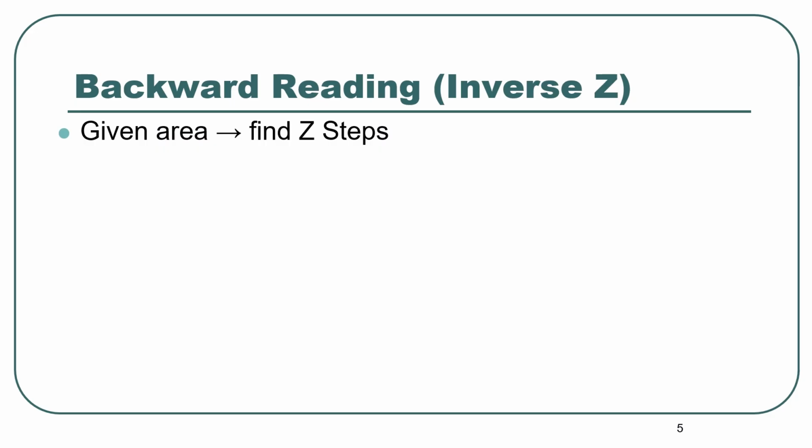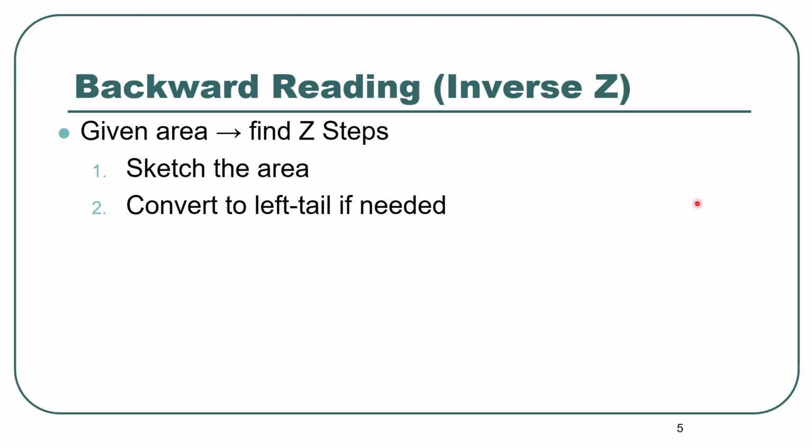Sometimes we know the probability and want the Z-value. This is called backward reading. The steps are: sketch the area, and then ask, is this a left tail area, a cumulative area? If yes, go straight to the table. If no, convert it first to a left tail area, and then find the closest area in the table and report the associated Z.